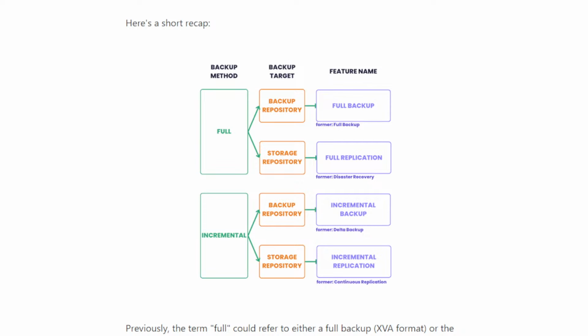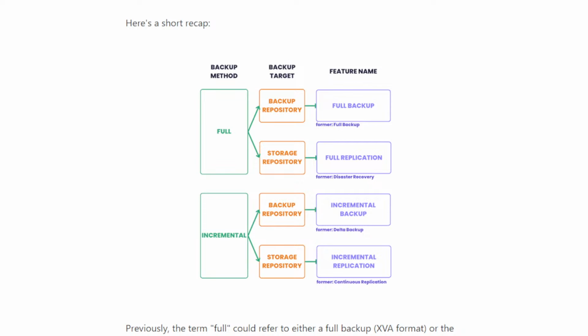So this will be named the full backup. It doesn't really change, but at least it's clearer that it's only for this that we'll call it full backup. If you send the full to a storage repository, an SR, so not a backup repository anymore, but a storage repository that is used by XCP-ng or XenServer to store your VM disks, then it will be called the full replication. It's a replication of a VM. It's always full, so it's a full replication. It was named disaster recovery, and even if it could be used for disaster recovery, we wanted to make it clearer by calling it full replication.